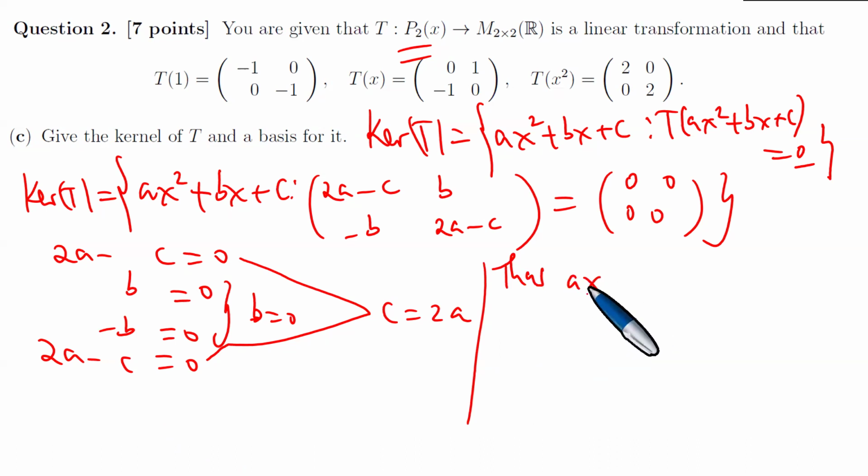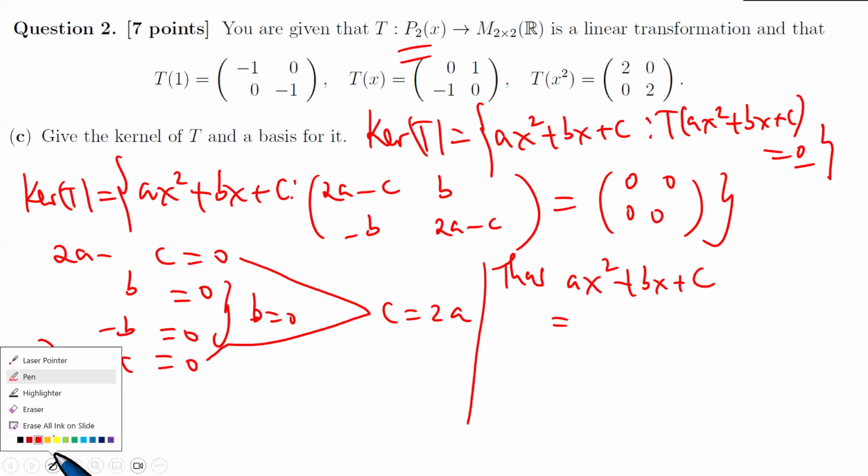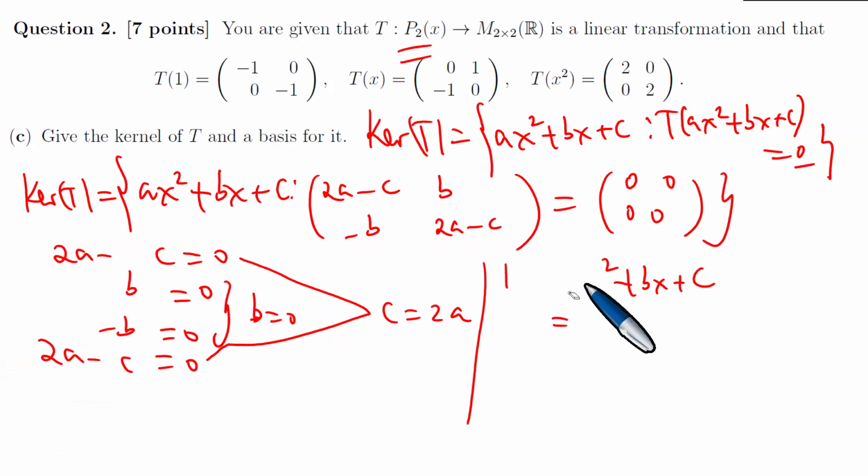Thus we have ax squared plus bx plus c, which means that b is 0. But simultaneously, if b is 0, then c is what? c is 2a. So you can then say the kernel is like this.